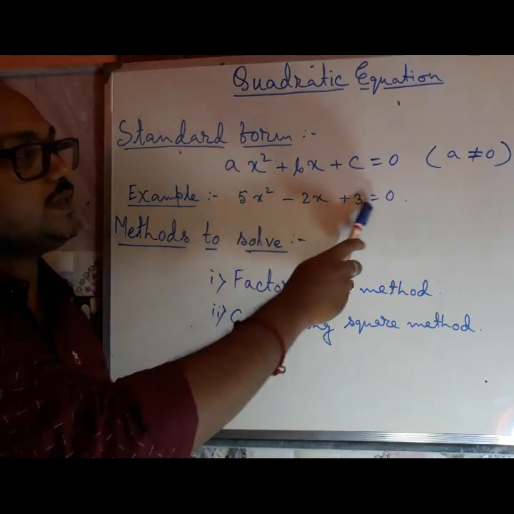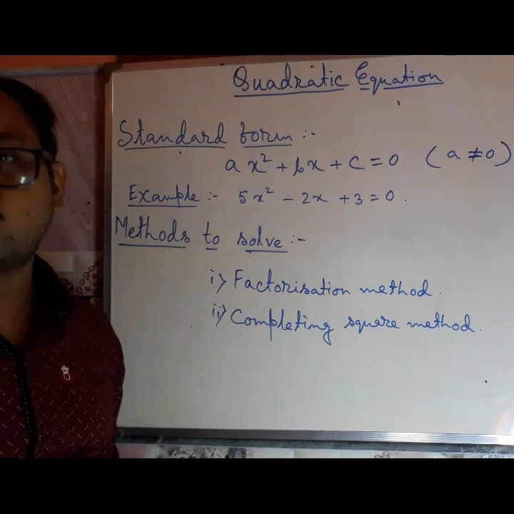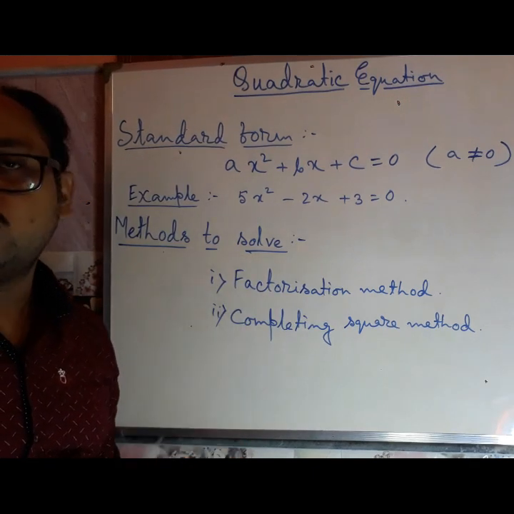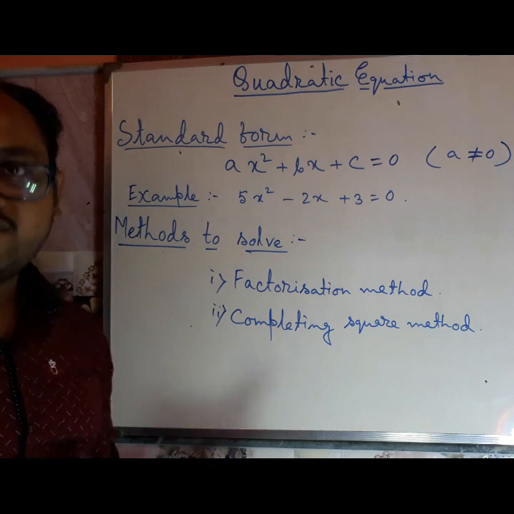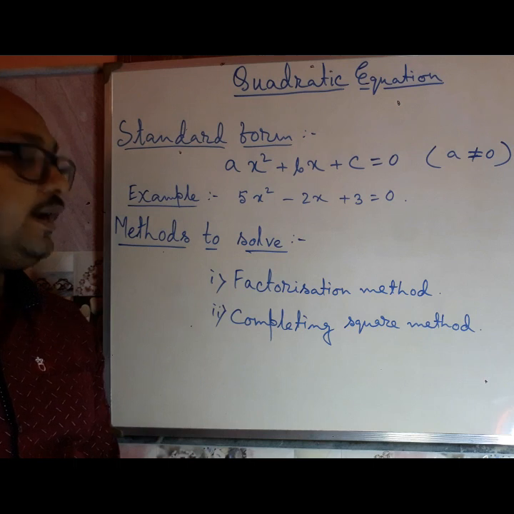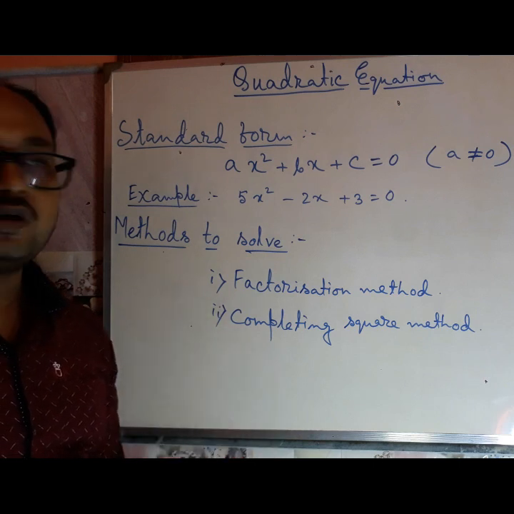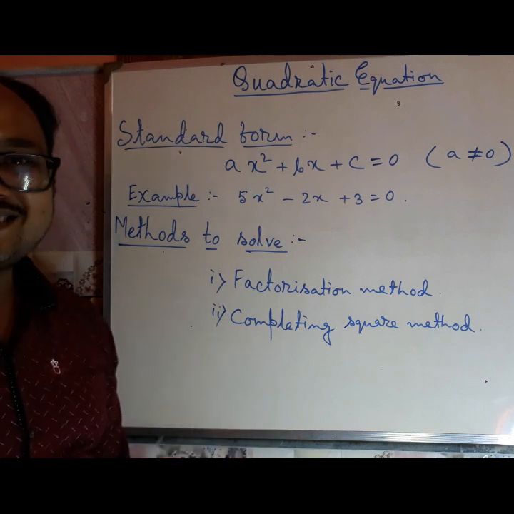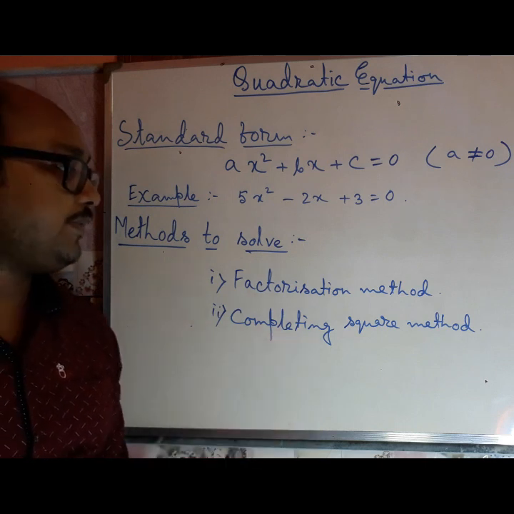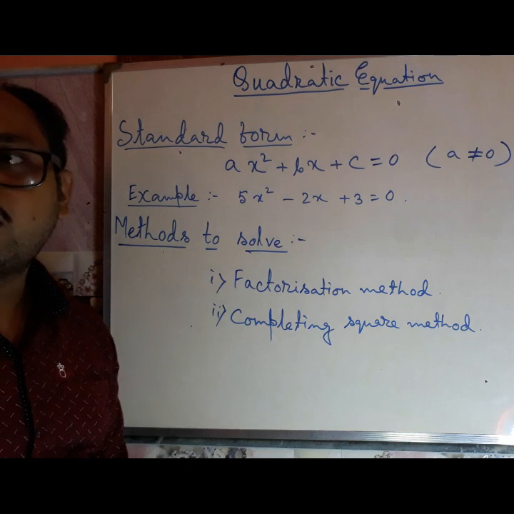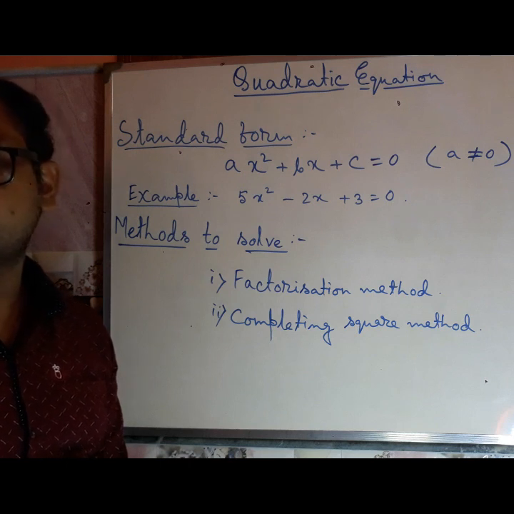Let us see one example. 5x square minus 2x plus 3 is equal to 0. Now, how to solve? There are two methods to solve a quadratic equation. What are the two methods? Factorization method and completing square method. Let us see by example how to solve by factorization method and by completing square method.